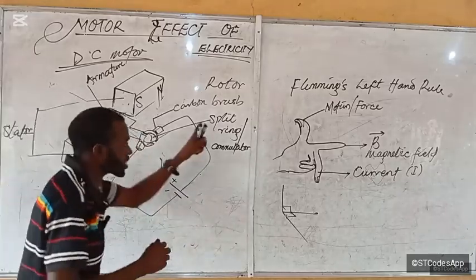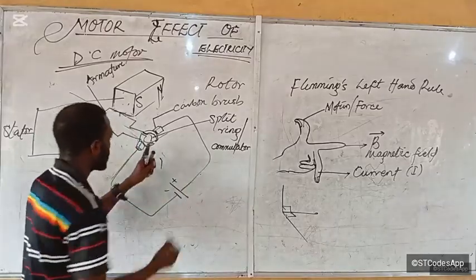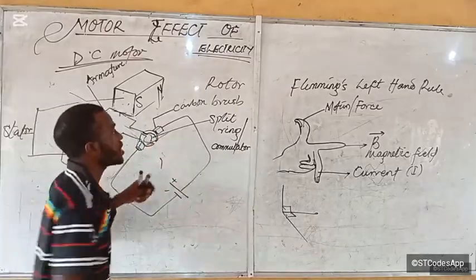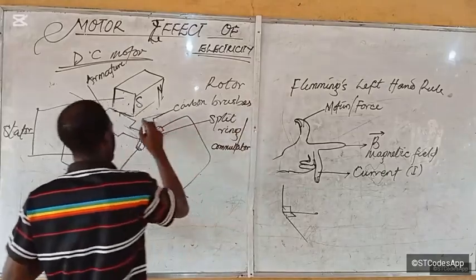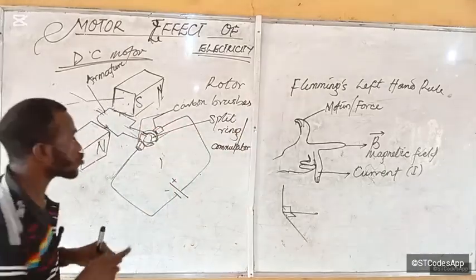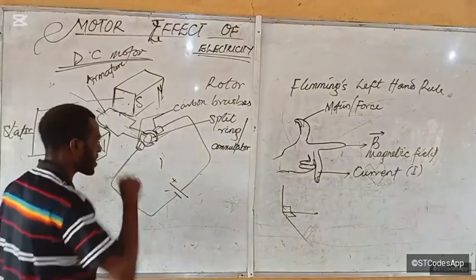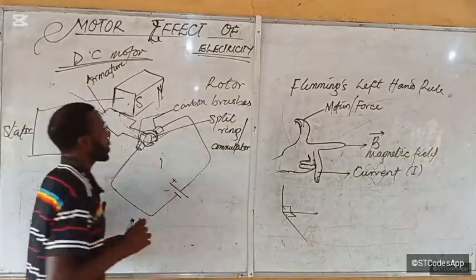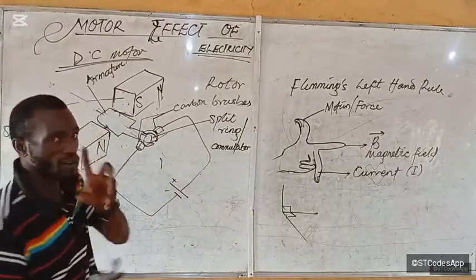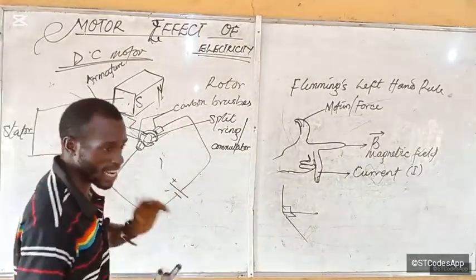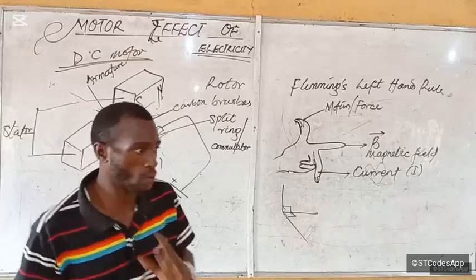So we have the split ring or commutator. This is the battery. These are our carbon brushes. Now the carbon brushes are to make contact. Don't forget that. The split ring is to reverse the direction of current. Let's make sense of that. Let me show you a demonstration.